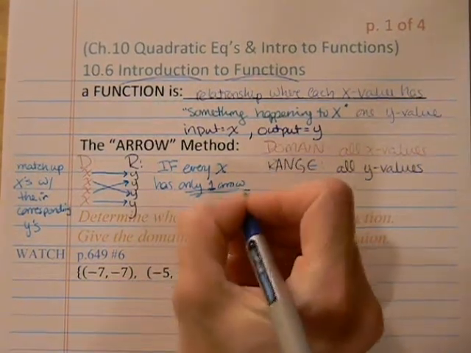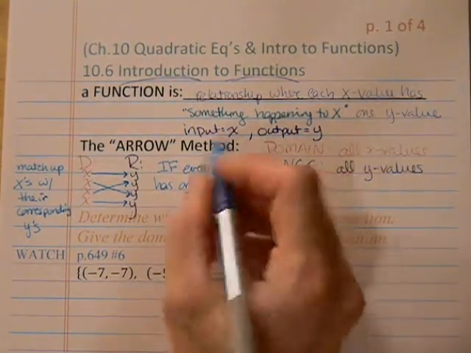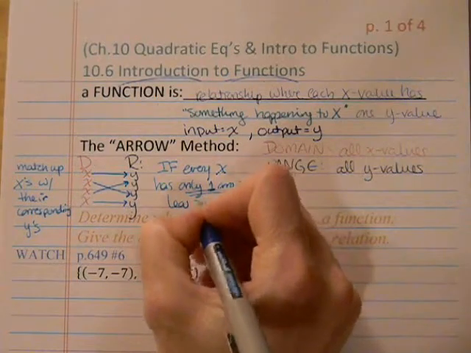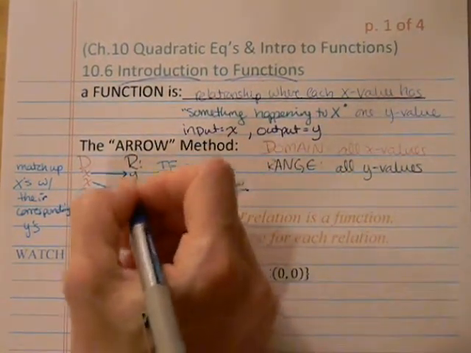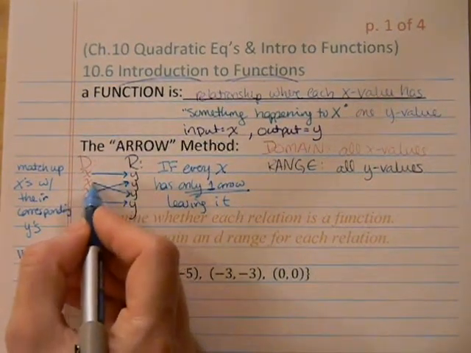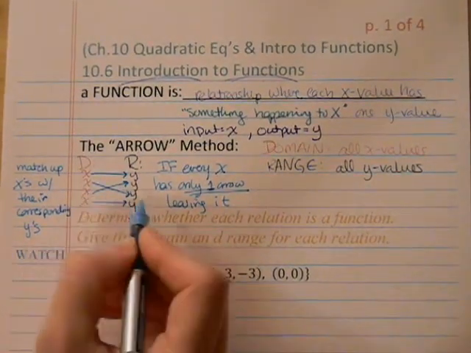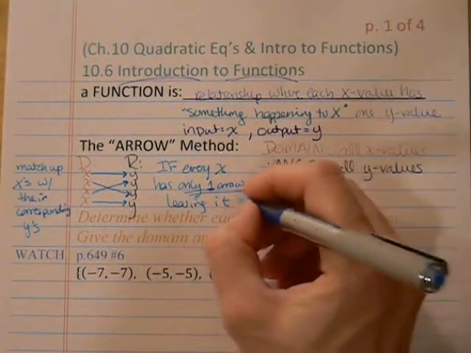And if every x, so you just focus on the x's, the domain, has only one arrow, very important, every x has only one arrow leaving it. Where it lands, how many it crosses over, that doesn't matter. We just have one arrow leaving each x. Okay, then it's a function.